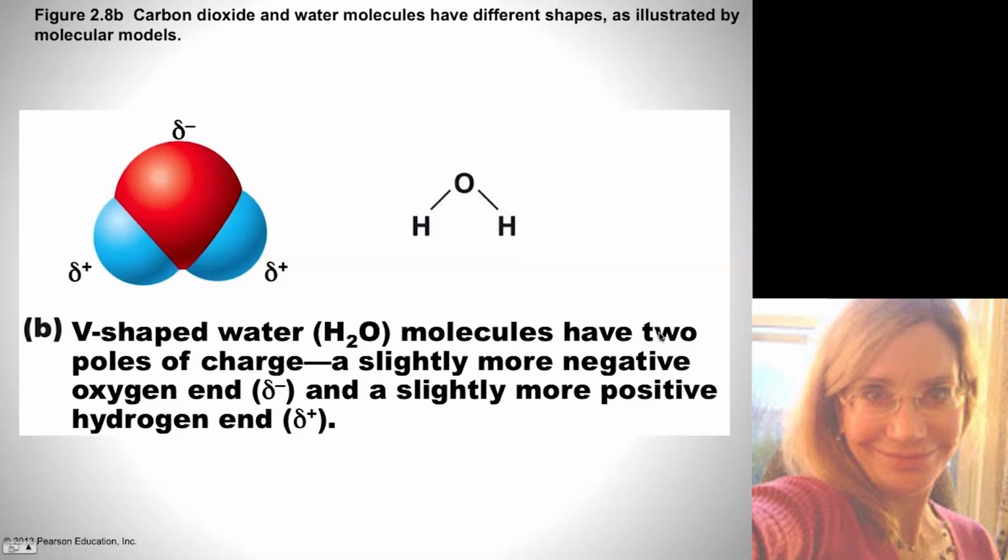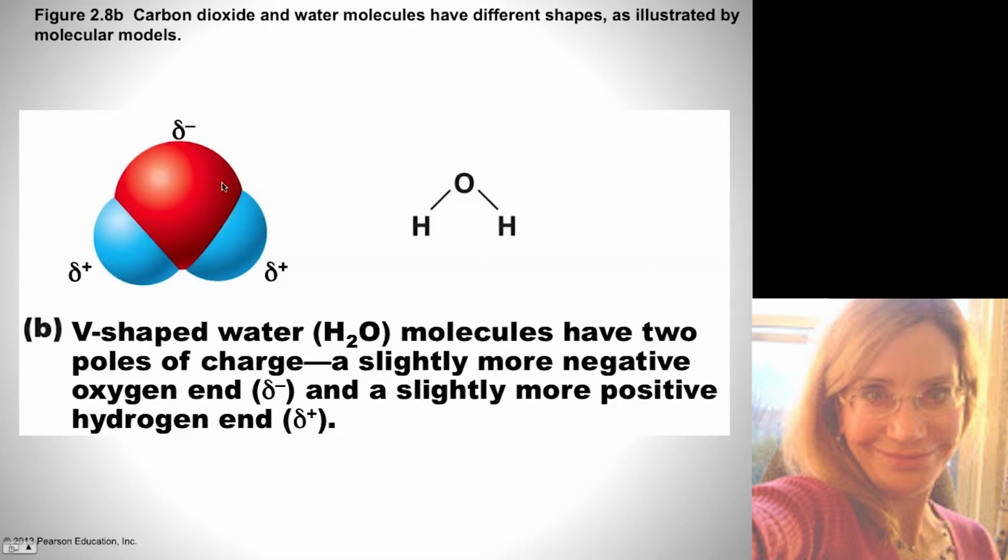It actually has two poles of charge. And this is not a really strong negative or positive charge, such as with an ion, but this has a slight negative charge, slight positive charge. And slight is shown with this Greek letter delta. It looks like a lowercase fancy d. And this is slightly negative on this side where you have the oxygen atom, and then toward the hydrogen atoms you have the slight positive charge.